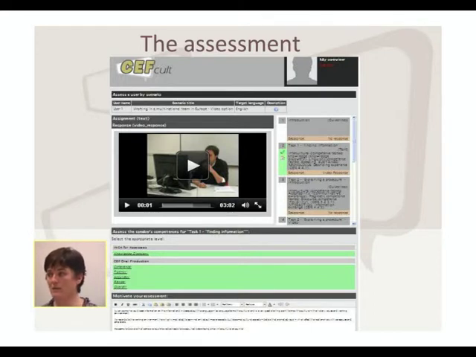And below the window with the video clip, you can see the different scales. In this case, the CEF oral production scales, as well as the INCA scales for knowledge discovery. Below the scales with the descriptors, you have an annotation window, in which the assessor can explain and justify why they believe that the user has shown to be at a particular level, both of linguistic and of intercultural competence.